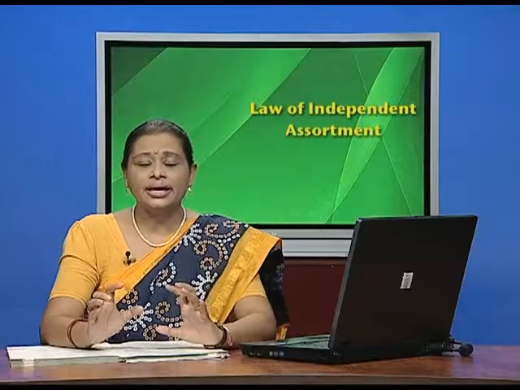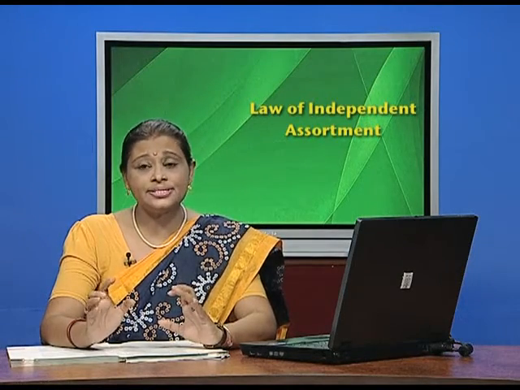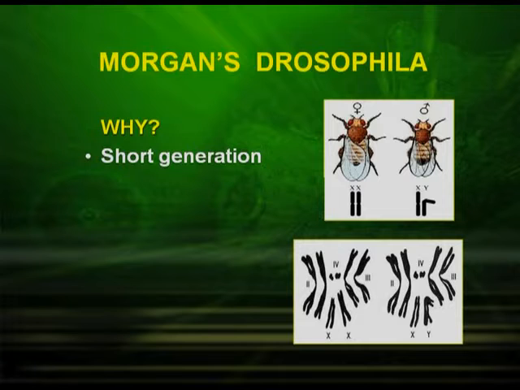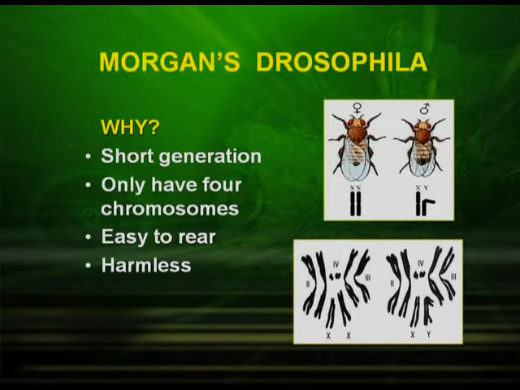The experimental proof that the chromosomes carry the genes was provided by Morgan. He used fruit fly for his experiment. Now, let us see why he chose Drosophila. There are certain points to that. First, it has a short generation period. Second, it has only 4 chromosomes. It is easy to rear and it is harmless.